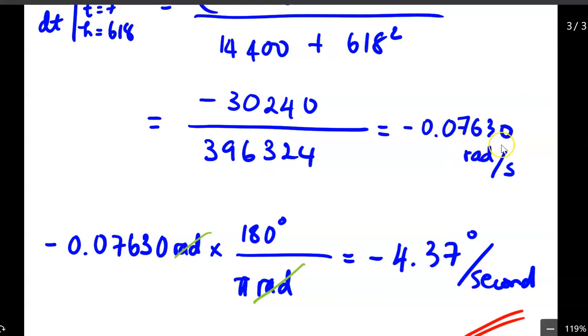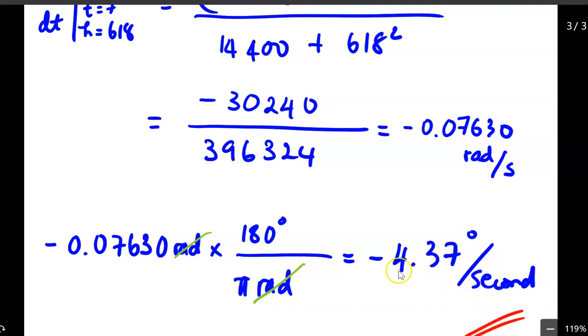And after I figure that out in radians per second, I have to convert that to degrees. To convert to degrees, you multiply by 180 degrees divided by pi radians. And in the end, my answer will be -4.37 degrees per second. So in this case, your angle of inclination will decrease at the rate of 4.37 degrees per second.